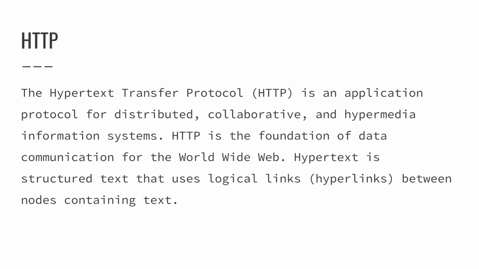Distributed is because you can run on different machines at the same time. Collaborative is because many people can take action on the same thing, so that many nodes can participate to do something together. Hypermedia is because you can send different things through HTTP. In fact, we can send text files and video images and so on. And now the second line says HTTP is the foundation of data communication for the World Wide Web.